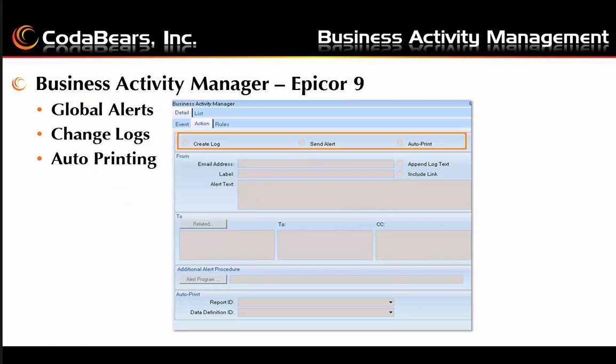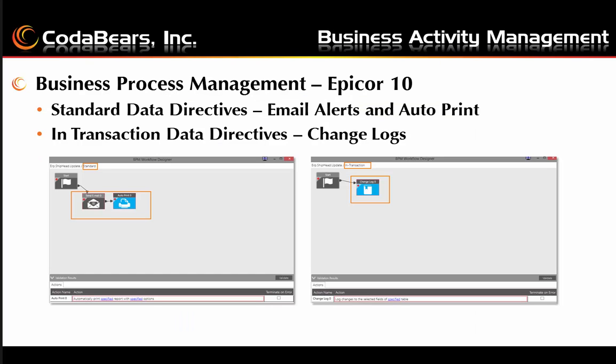So here we show how all of these options were available in Epicor 9. Business Activity Manager included the 3 options for global alerts, change logs, and auto printing. They were all done under the Business Activity Manager menu. One table is selected to act on, and you defined actions and rules based on what was defined in Business Activity Manager. Now in Epicor 10, all 3 of these options have moved to Business Process Management.